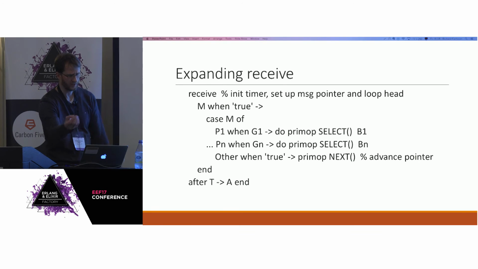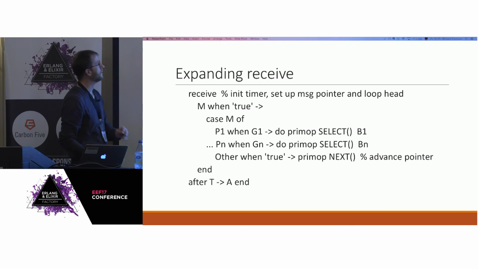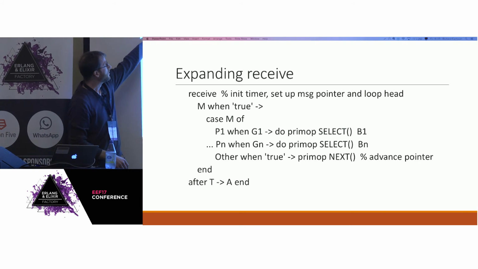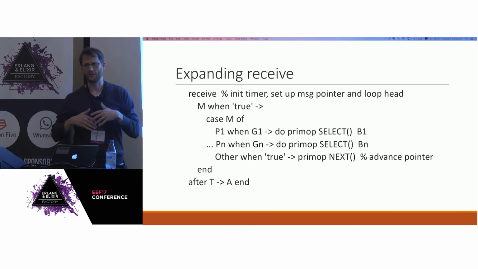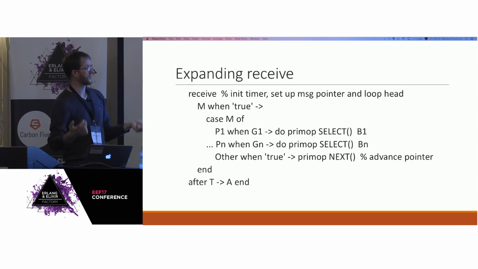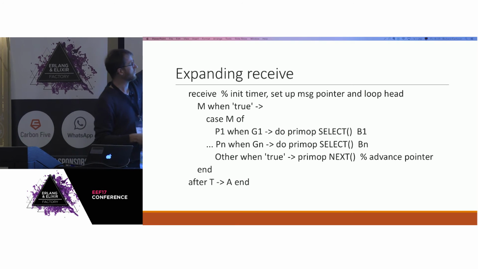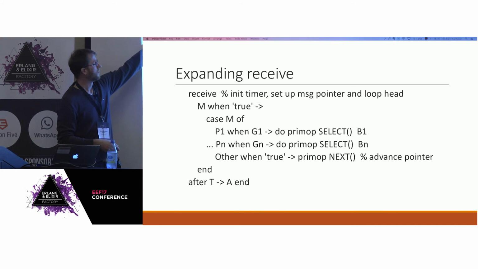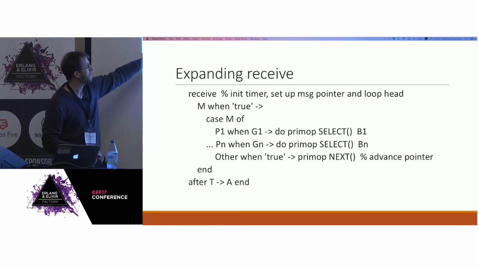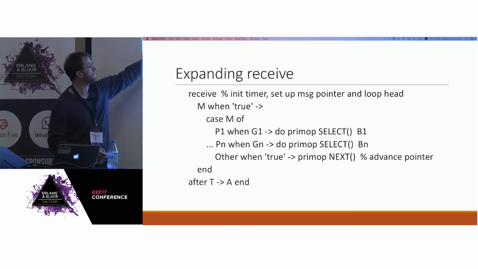Well, if we expand it to something equivalent that shows you what's happening, we can say that it does this. Let's reinterpret the receive keyword and say that it really does just the initialization. It sets up the timer if needed. It sets up a message pointer to the mailbox and describes the head of the loop here. And then it picks out the first message, looks at that, doesn't remove it from the mailbox yet.